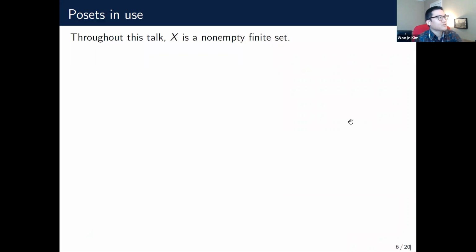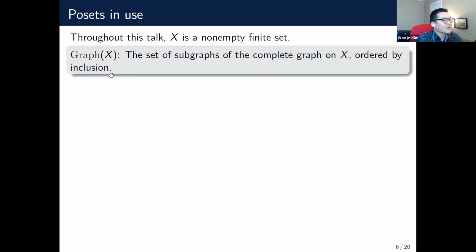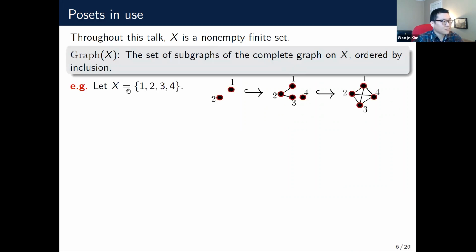Okay, let me introduce several posets I'm going to use throughout the talk. First of all, X will be a non-empty finite set. And graph of X will denote the set of subgraphs of the complete graph on X, ordered by inclusion. Suppose that we have these 4 points, then for example, we have these graphs. On the right-hand side, we have the complete graph on 4 vertices, and these are subgraphs of this complete graph.